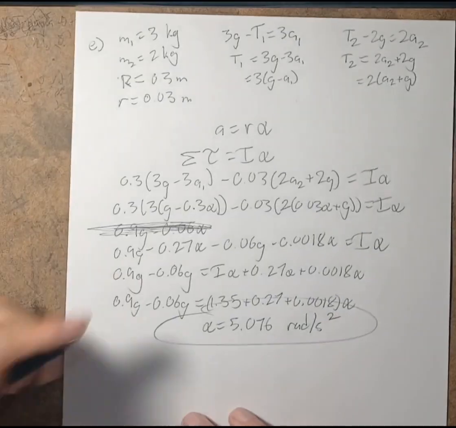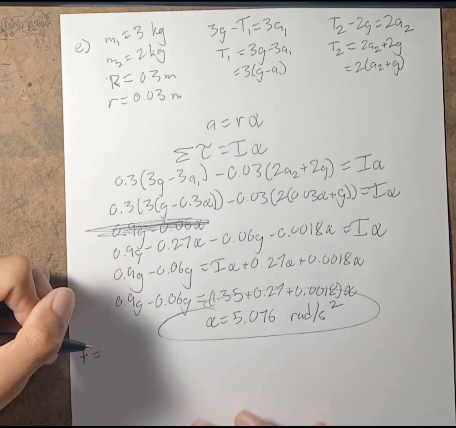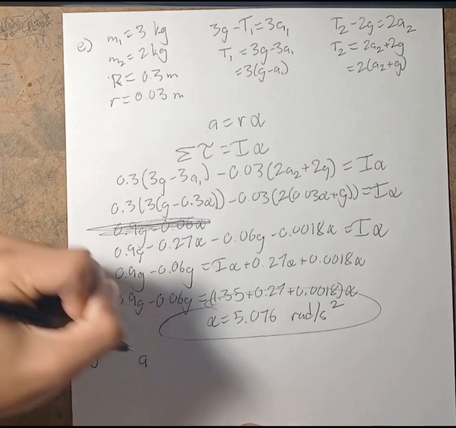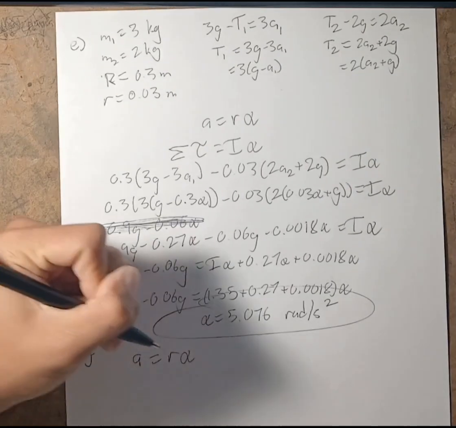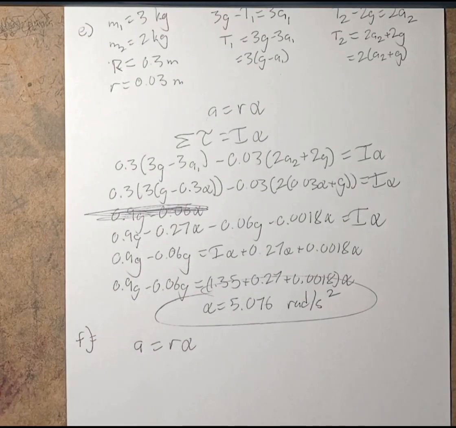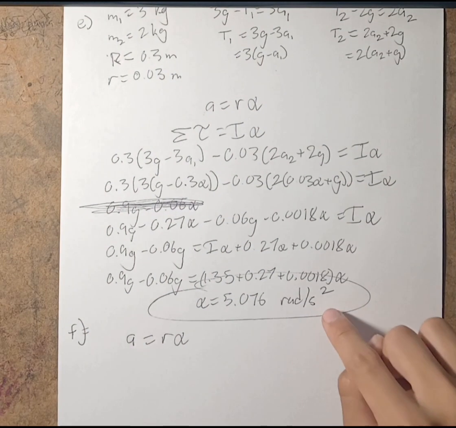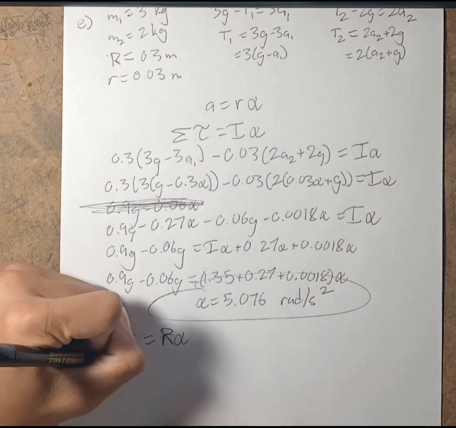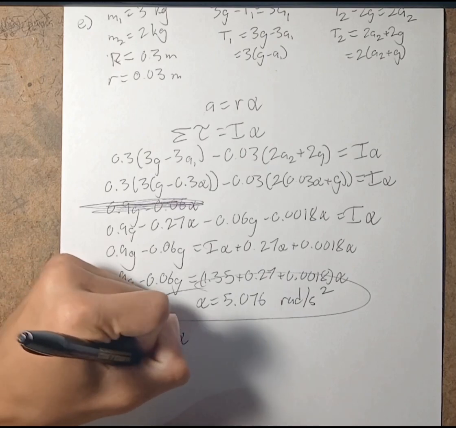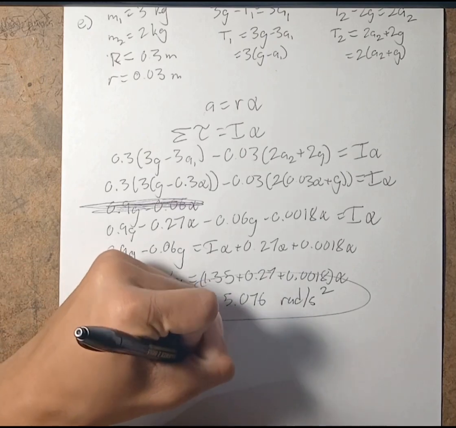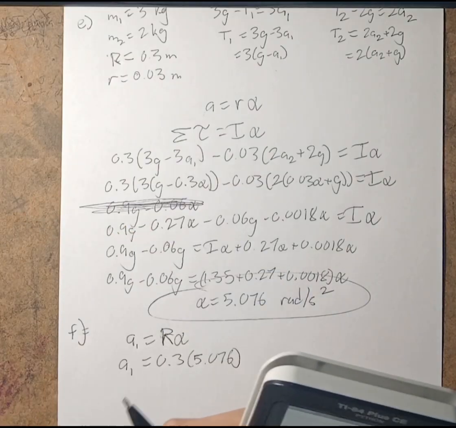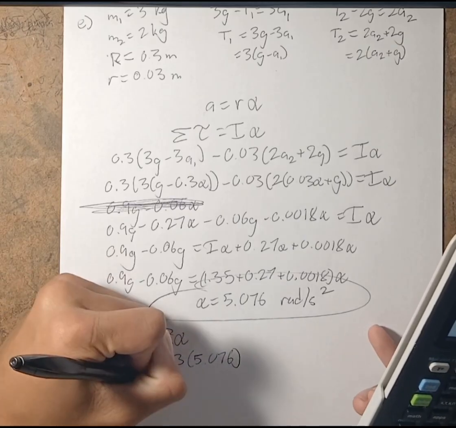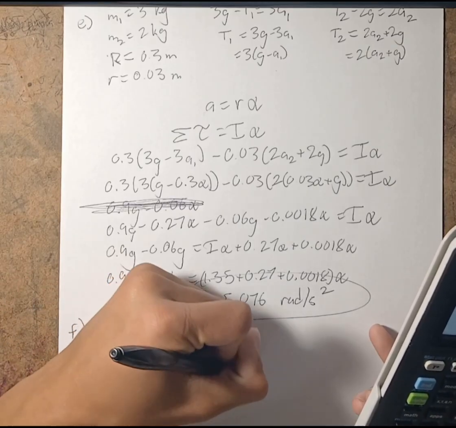Alright, part F, new linear acceleration of m1. So again, we know that linear acceleration equals r alpha, and again, they're on the same rigid body, so their angular acceleration will just be this, and their radii are different, and so we're going to use big R for this one. So a1 equals 0.3 times 5.076. A1 equals 1.523 meters per second squared.